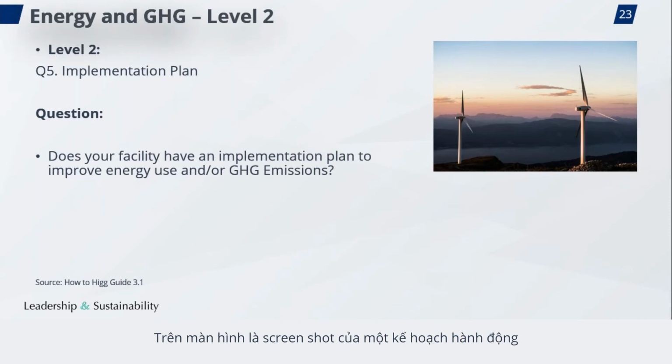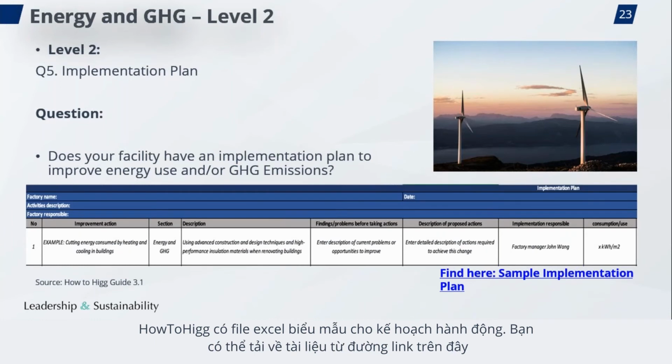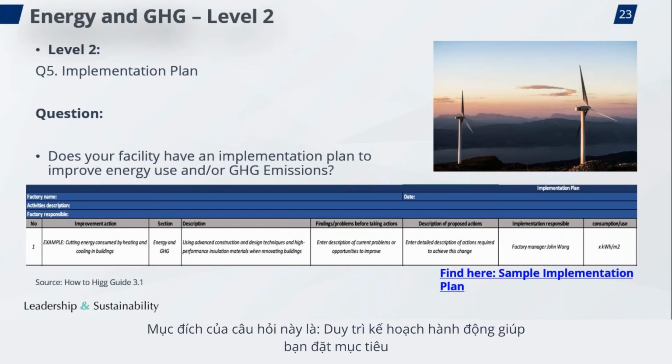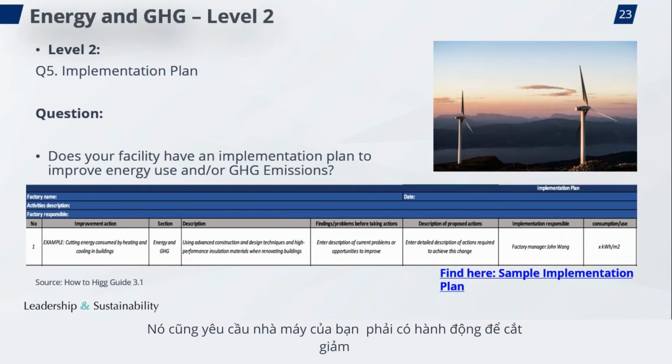And here you can see a screenshot of some elements of such an implementation plan. And the How to Higg actually has a template for you available. You can click on the link at the bottom of this slide, and you can download the Excel table with the implementation plan. So the intent of this question is maintaining an action plan. It supports you with target setting and is an important step in managing your energy use. But it also means that your site might take action to make reductions.